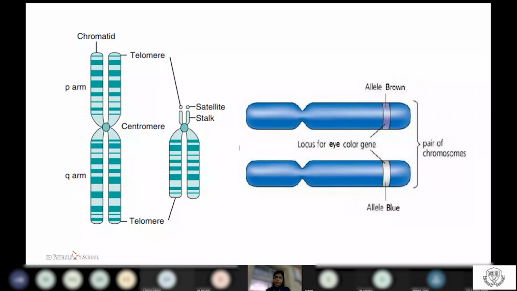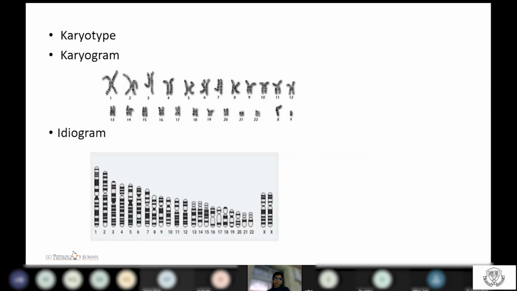Next, we'll look at the next picture, which is your locus. Now, what is a locus? A locus is basically just the position of a gene. So this locus is just for your eye color. And your allele is an alternate variant of your gene. So you can have an allele for brown and an allele for blue eye color. If both are brown, it is homozygous. If one is brown and one is blue, it's heterozygous.